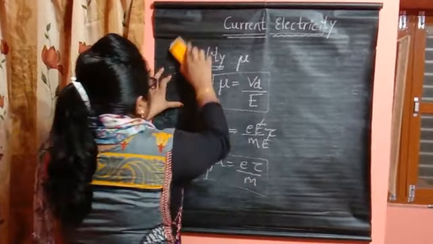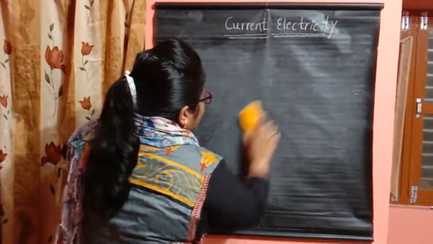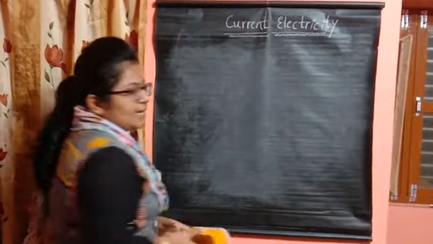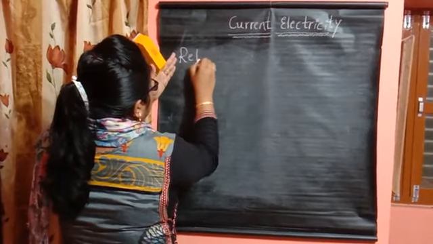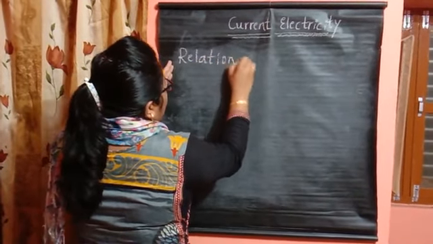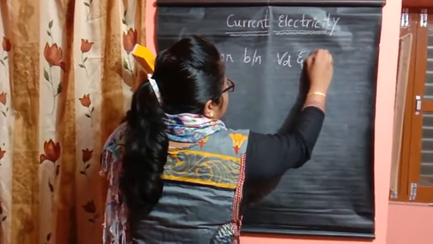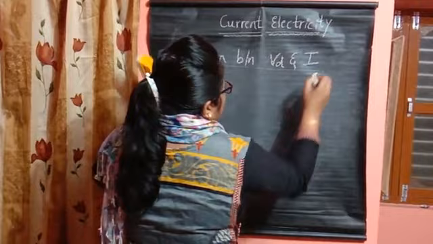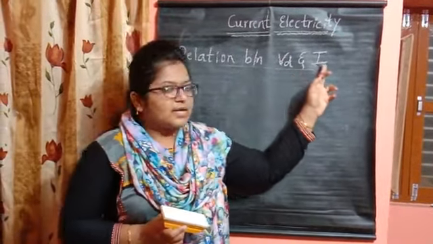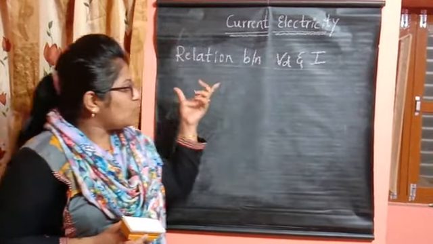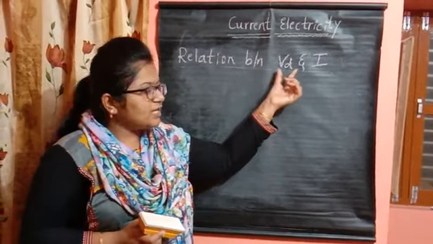Okay. So after discussing these two important properties of current electricity, I am going to discuss the relation between drift velocity and electric current. We have studied individually about drift velocity and current electricity. So now I am deriving a derivation which gives us the relation between Vd and I.